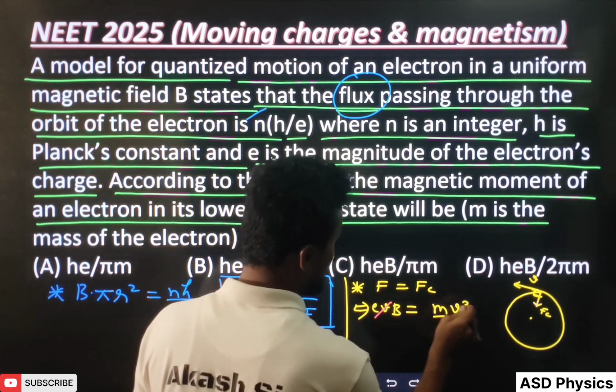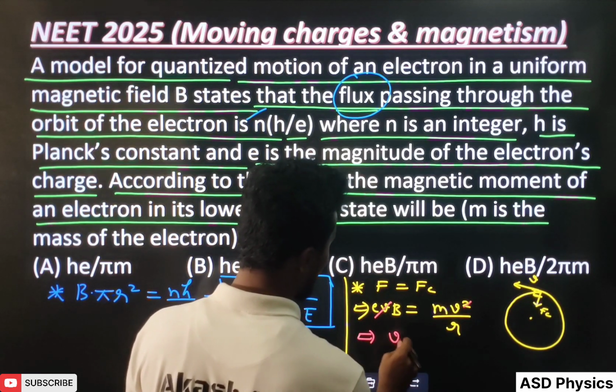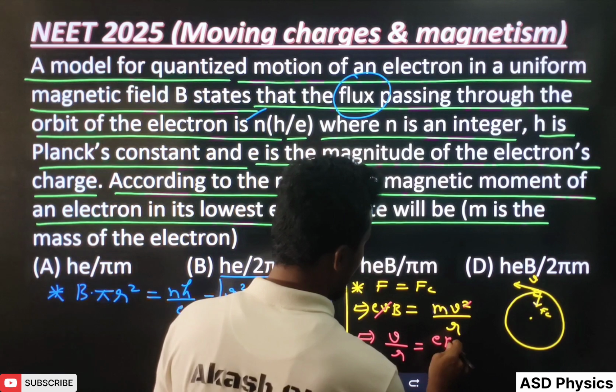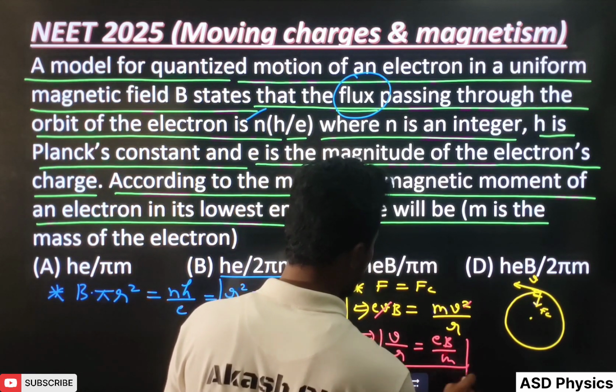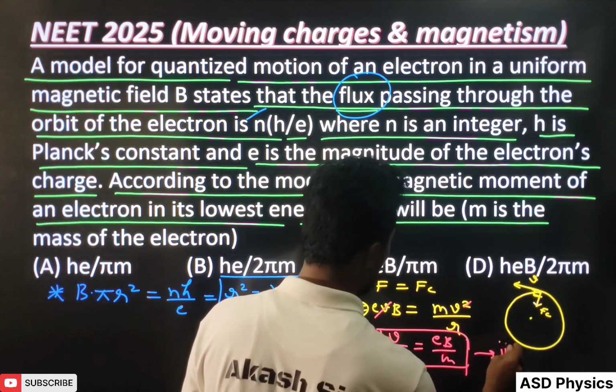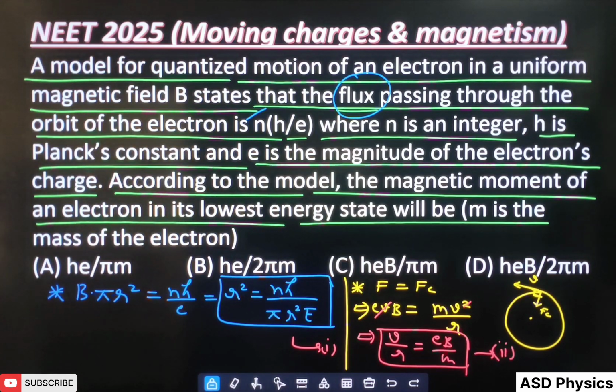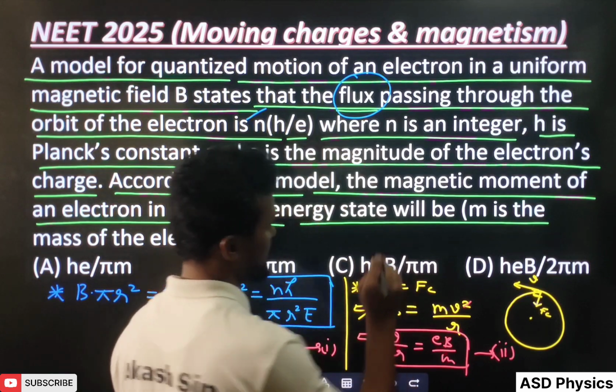So what will come here? This V and this V cancel. I can write here, see, V by R is equal to EB by M. Just make it again. This is equation 2, and this equation is 1. The first one is according to the flux condition. For the second one we use this condition here, magnetic force, EVB.